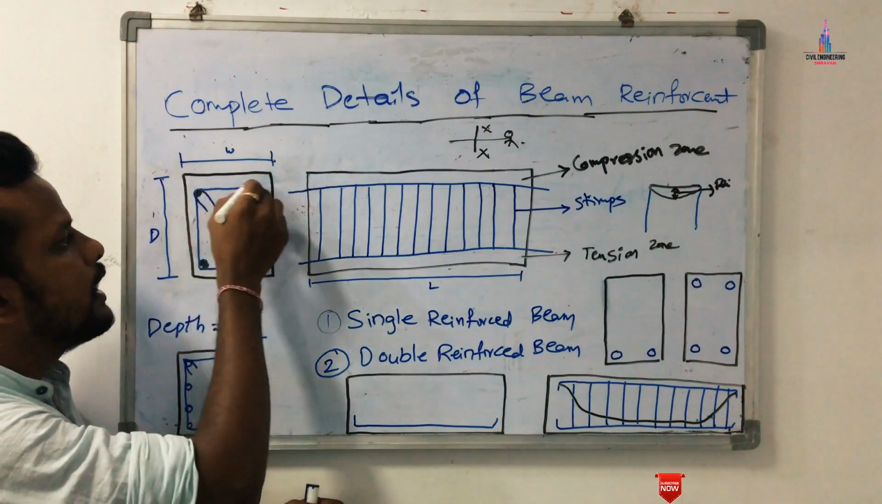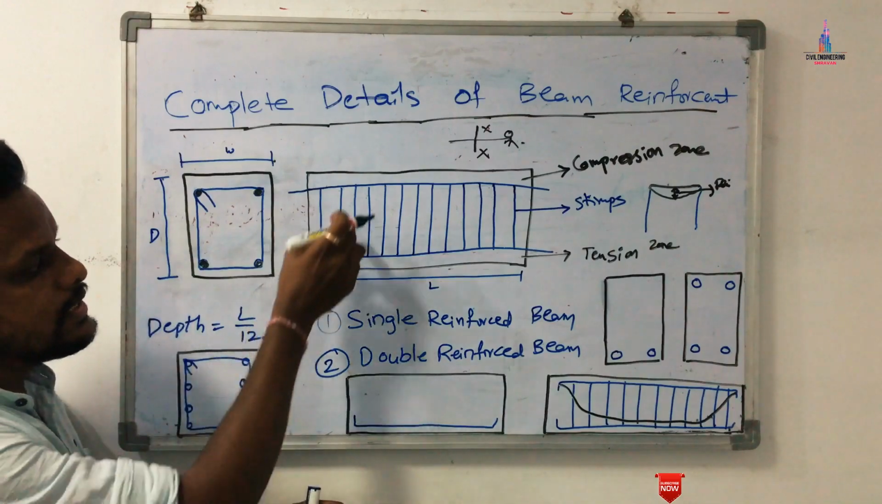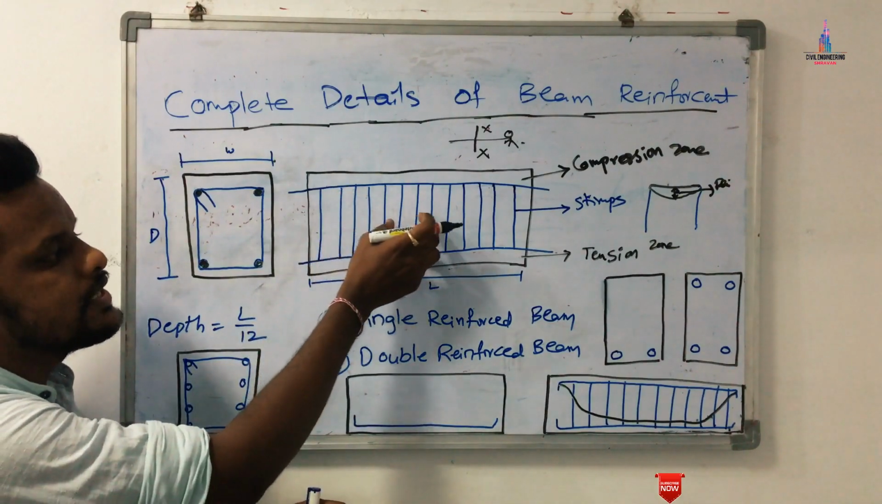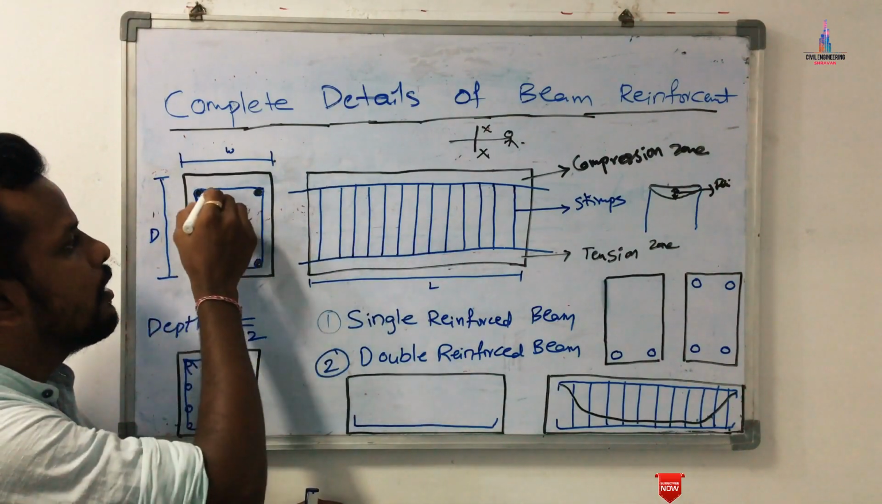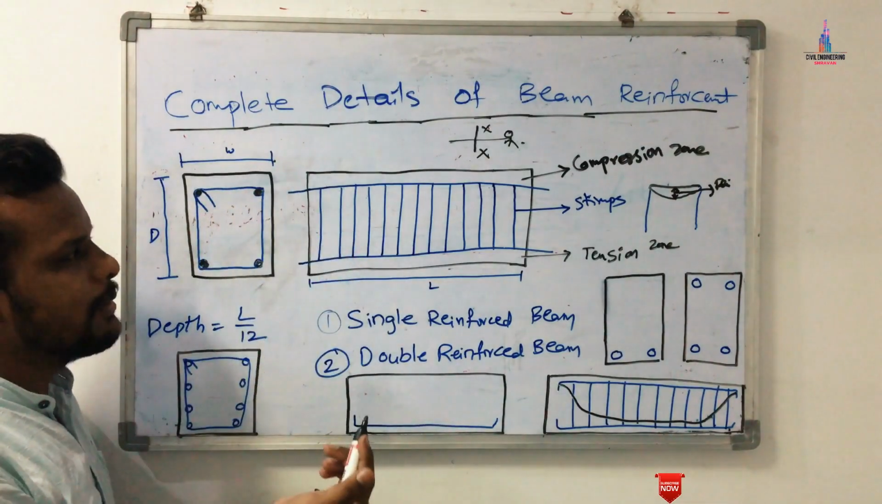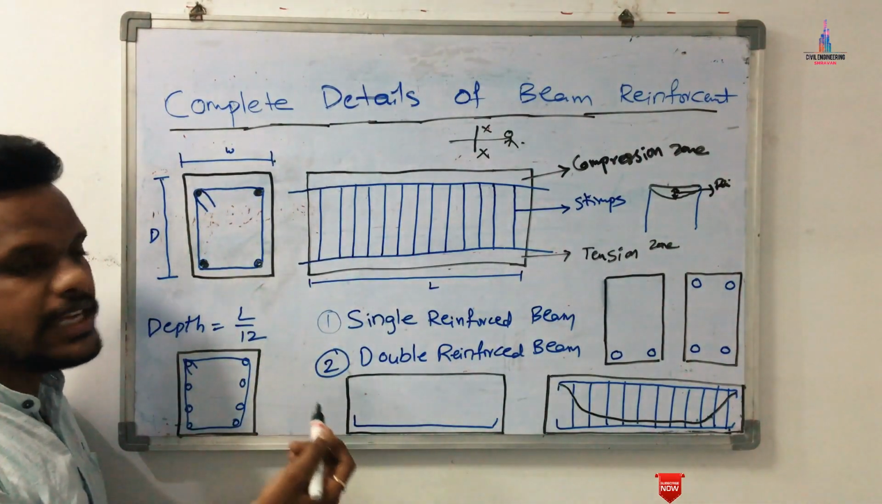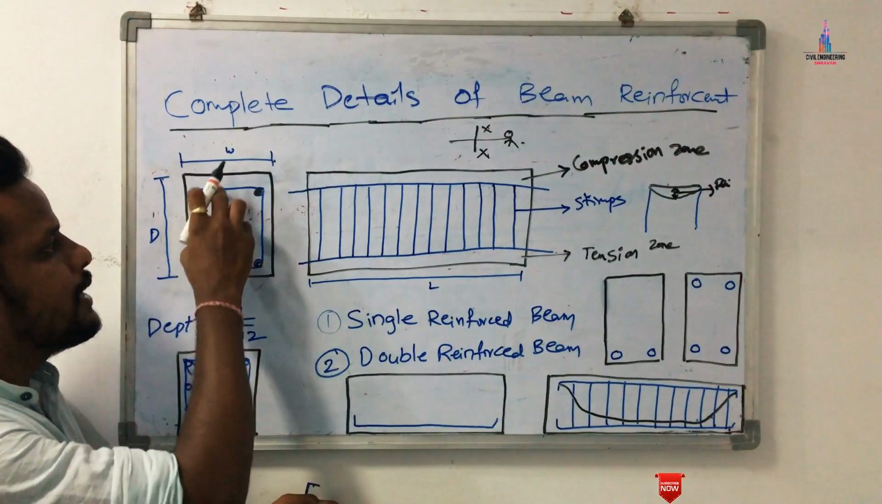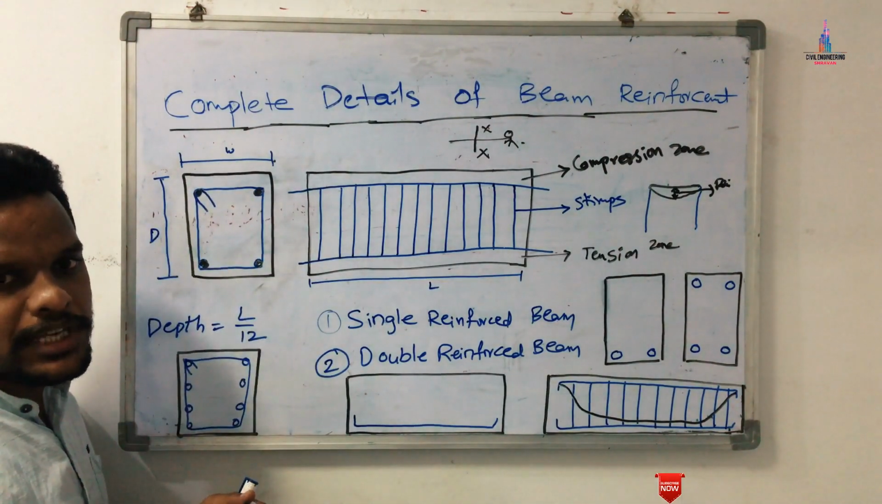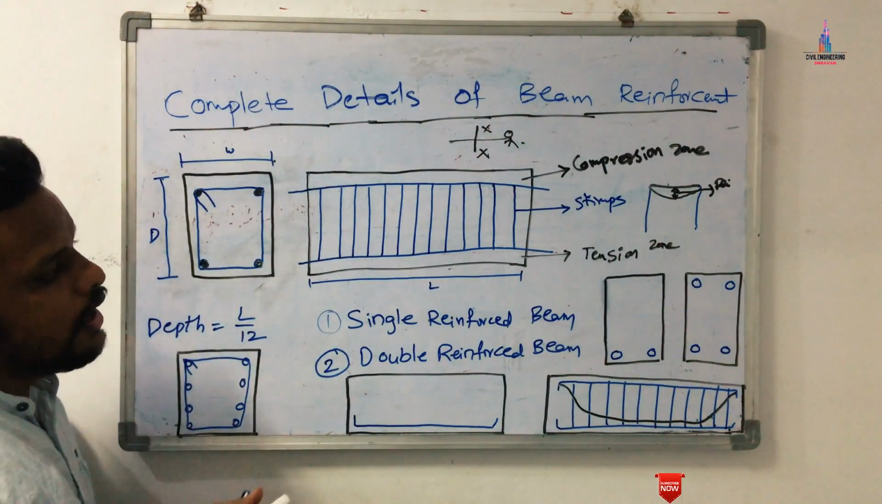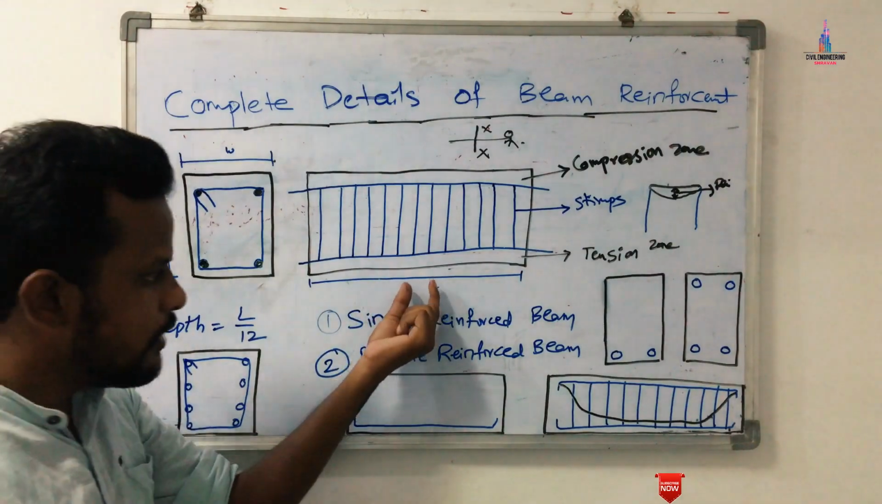This blue color indicates your stirrup section. These vertical lines indicate your stirrup section, and let us consider the bar size as 6 mm or 8 mm, depending upon your design considerations. So this is the stirrup section we basically provide for beam sections. This is the front view of the beam, whose length is L.